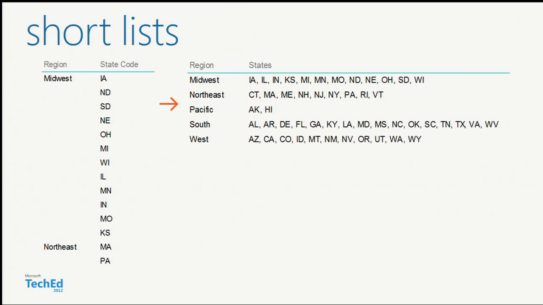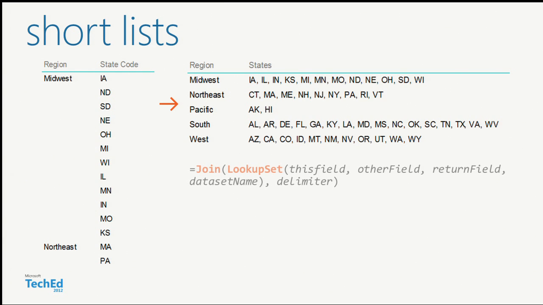Well, there is a way to do that, and what you use is the lookup set function together with the join function, which basically just puts the commas in between them, right? So lookup set is going to go and look up all the states in the current region, and join is going to string them all together with a comma in between each one. So let me show you how to do that. Oh, and there's some extra code that will be on my blog as well.